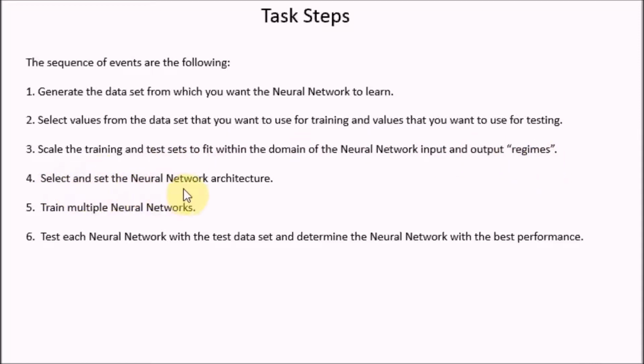Then you select and set the neural network architecture, which could be number of hidden layers, number of neurons per layer, etc. And then you train multiple neural networks, because some are going to perform better than others. Then finally you test each neural network with the test data and determine the neural network with the best performance. And that's basically it as far as the steps go.